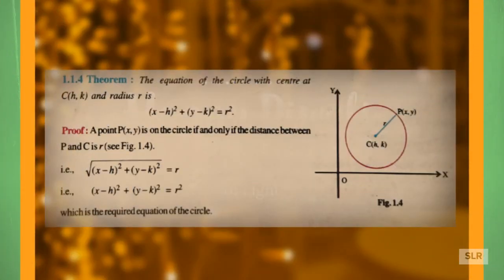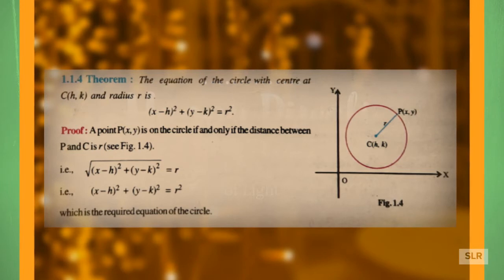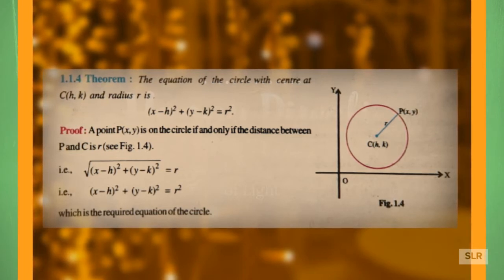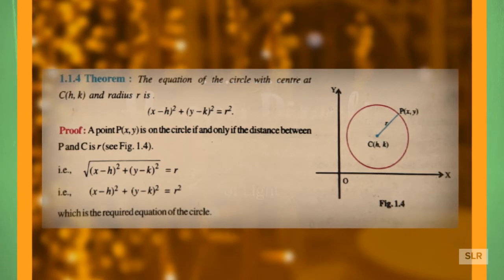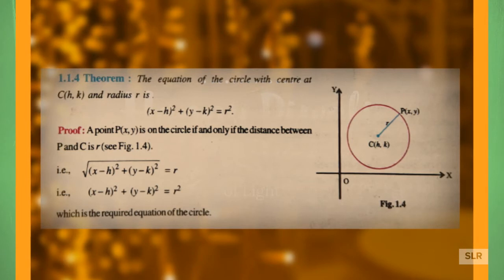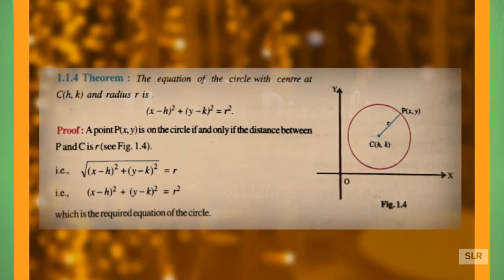Take another form of the circle. Theorem: The equation of the circle with center at C(h, k) and radius r is (x minus h) whole square plus (y minus k) whole square is equal to r square. Here the center is (h, k) and the radius is small r.